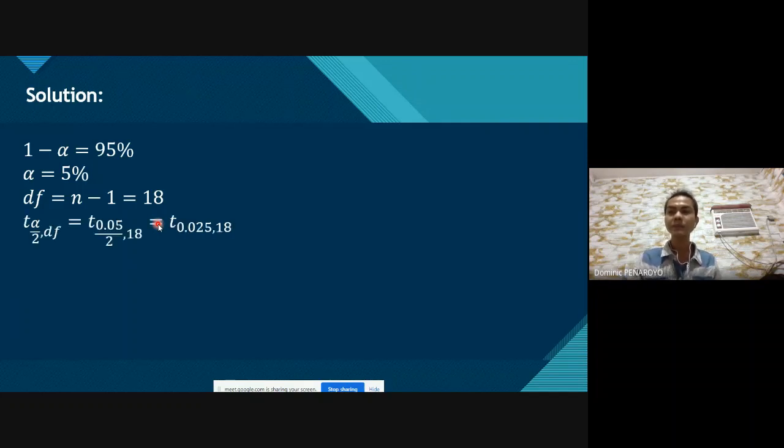Next, we need to find the T alpha over 2 value. That is for one tail, so we need to divide the two tails by 2. So we'll have 0.05 divided by 2. Our degrees of freedom is 18. So we'll have T sub 0.025 comma 18. This is now the value that we look for in our table.